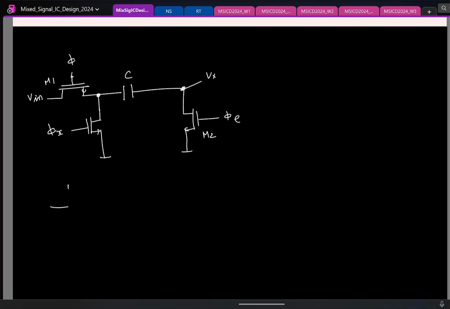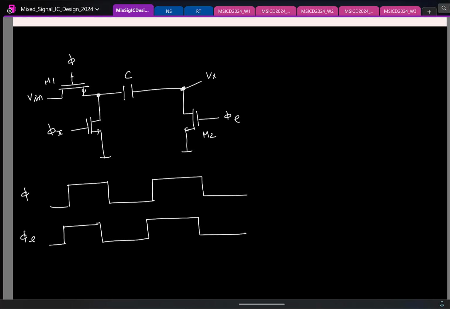I mean, let me draw the clocks. Let's say this is phi. Phi E is the early version. So in terms of these two, can you tell me how this should look? A delayed version of phi. So you are saying, let us say something like this.